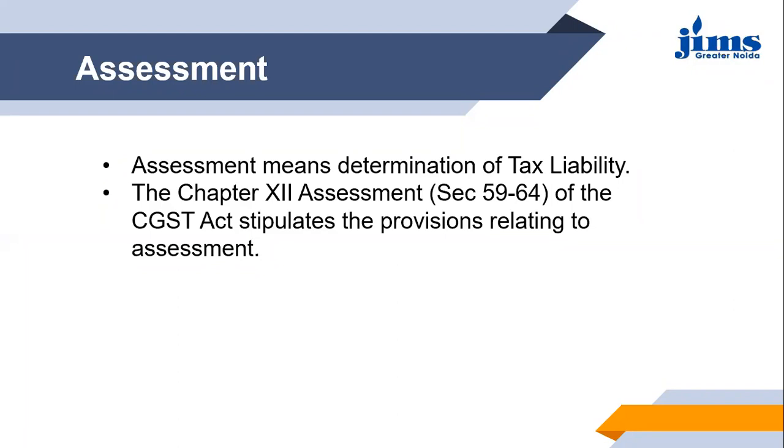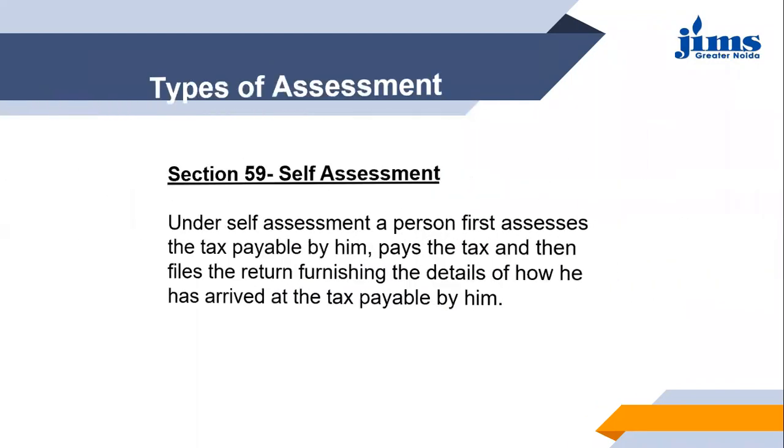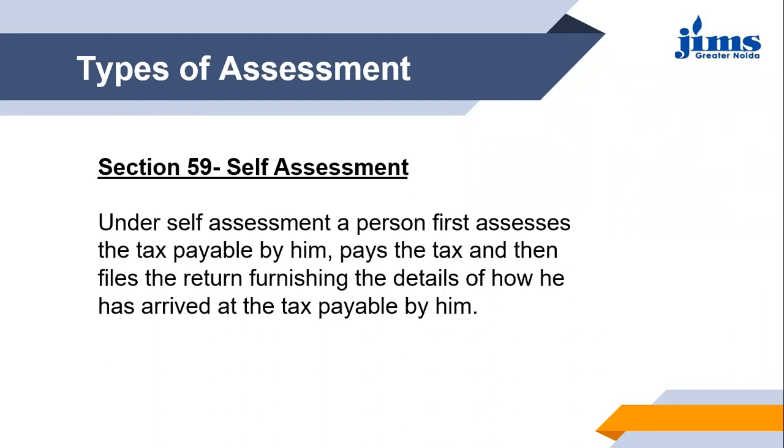So we'll take up point-wise as per the section, starting from section 59, and we'll proceed further with the different types of assessments till section 64. So let us take up the first assessment, that is section 59, self-assessment. Now, as the name suggests, we all know very well that self-assessment is a process whereby a person first assesses the tax payable by him and pays the tax and then files the return, furnishing the details of how he has arrived at the tax payable by him.